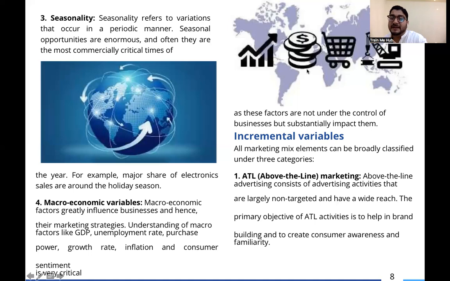Now let's talk about the incremental variables. The first variable that we'll touch base on is the ATL variable, which we also refer to as above the line marketing. Above the line advertising consists of advertising activities that are largely non-targeted and have a wide reach. When I say largely non-targeted and have a wide reach, I will explain. The primary objective of all these activities is to help brand building and to create consumer awareness and familiarity.